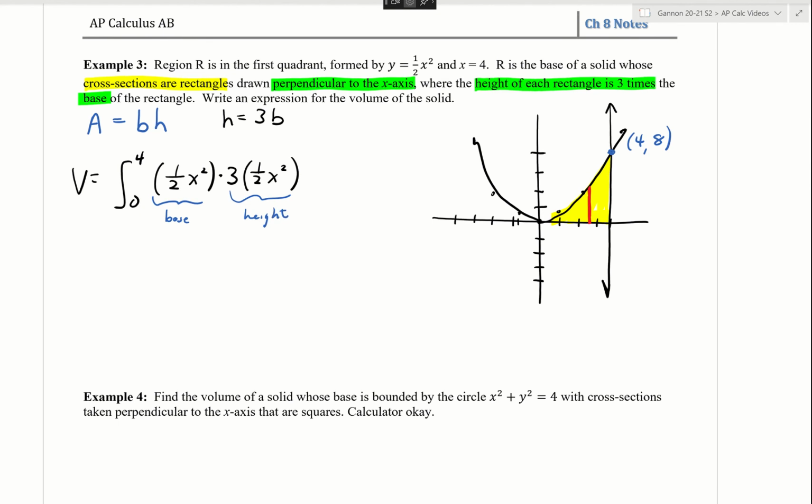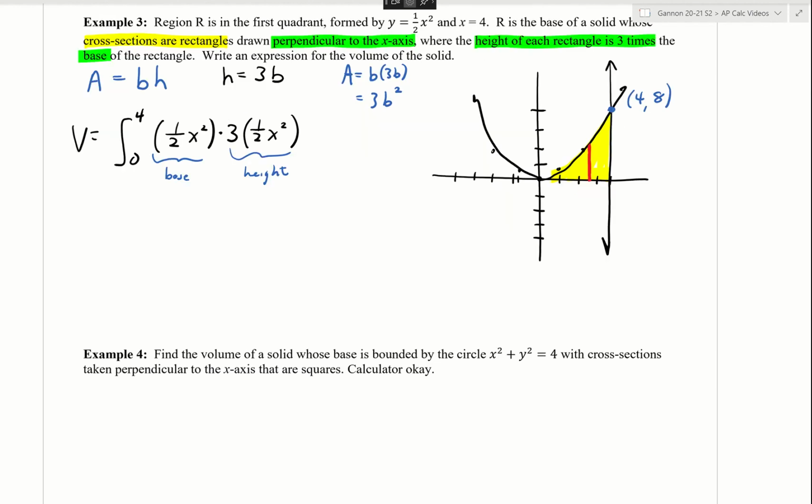Earlier in the problem, and this would have actually been helpful, you could have taken your area formula and written it as b times 3b, which is simply 3b squared. That makes it a little bit easier, I think, in terms of setting up your integral, because you can always take the 3 out. So if we take out the 3, we're going to have the integral from 0 to 4. And then you just have 1/2 x squared times 1/2 x squared. So that's going to be 1/2 x squared, squared. And again, we're just writing an expression so we don't have to solve it.